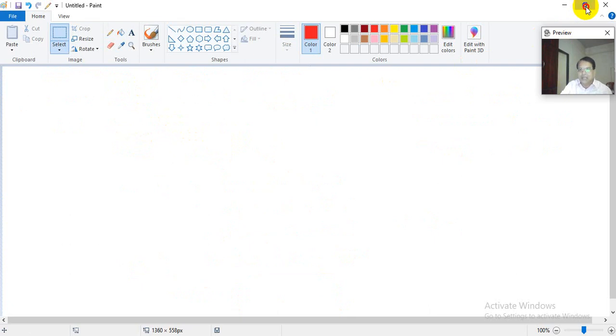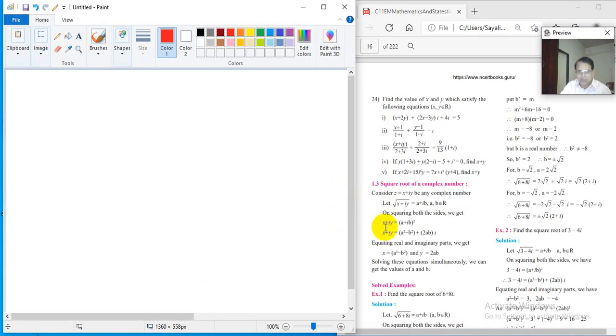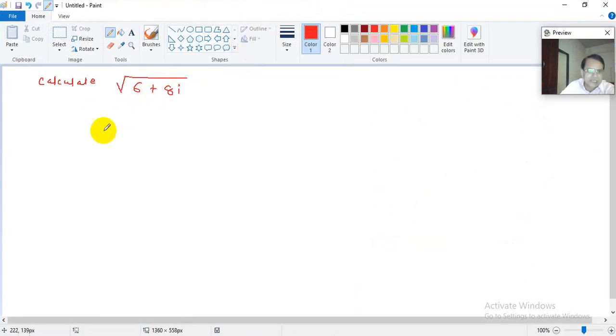Only the calculations will differ, because the numbers given to you will be different. So now here is one solved example that we will again revise: 6 plus 8i. So you have to calculate root of 6 plus 8i. Okay, so I will enlarge this. Now there is a plus sign here, so we will say let root of 6 plus 8i is equal to a plus bi.